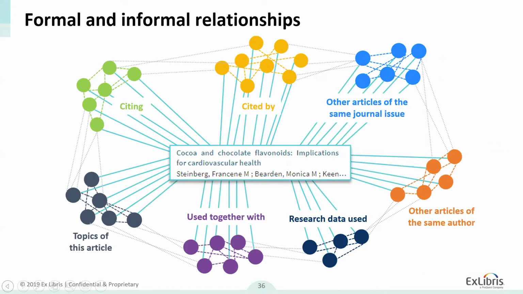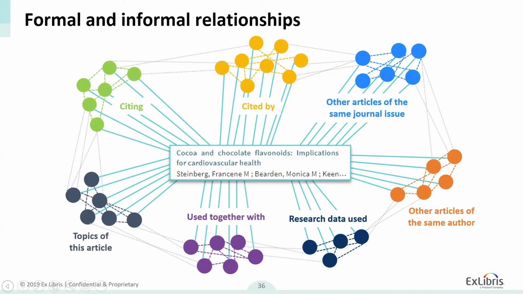We have formal and informal relationships, and let's look at one example here. In this case, I found an article about chocolate and health, my favorite search, and just this one article can have multiple relations and relationship types. And this slide here only illustrates some. There are for sure others.